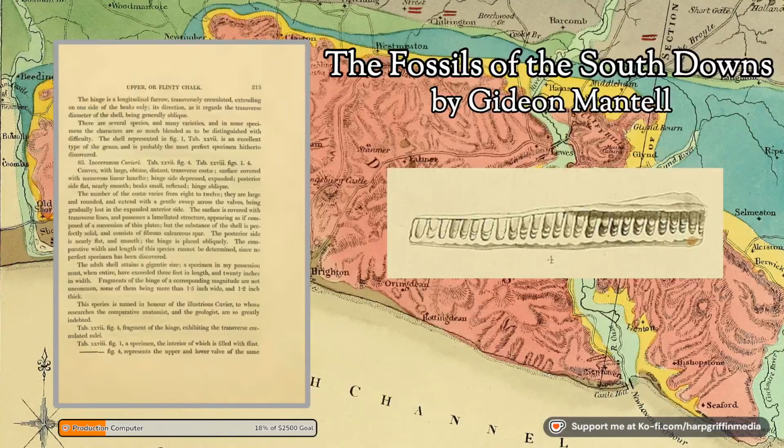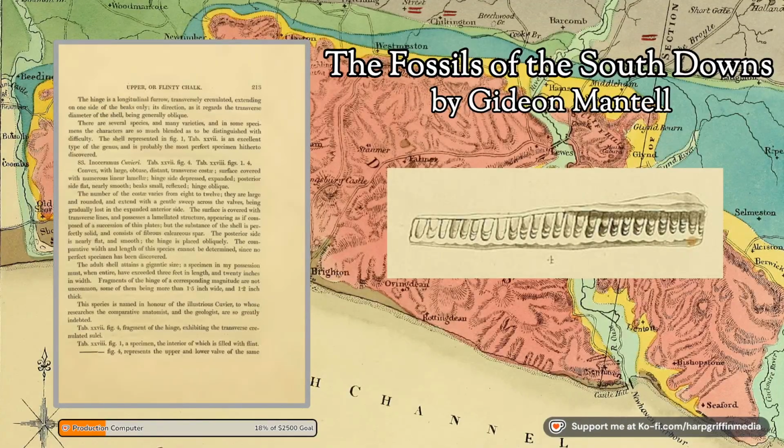83. Inoceramus cuvieri, Tablet 27, Figure 4. Tablet 28, Figures 1, 4. Convex with large, obtuse, distant, transverse costae, surface covered with numerous linear lamellae, hinge side depressed, expanded, posterior side flat, nearly smooth, beak small, reflexed, hinge oblique.